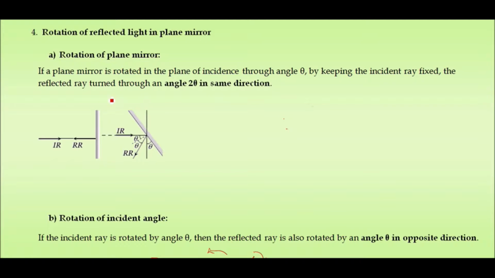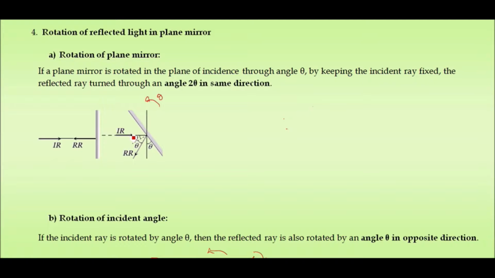So it is shown here. Here, if you see, an incident light ray is reflected making an angle i equal to 0, and the reflected light ray is also making an angle r equal to 0. Now we will rotate the mirror by angle theta in the anti-clockwise direction. If you rotate the mirror by angle theta keeping the incident ray fixed, then the normal will also be shifted or rotated by an angle theta.